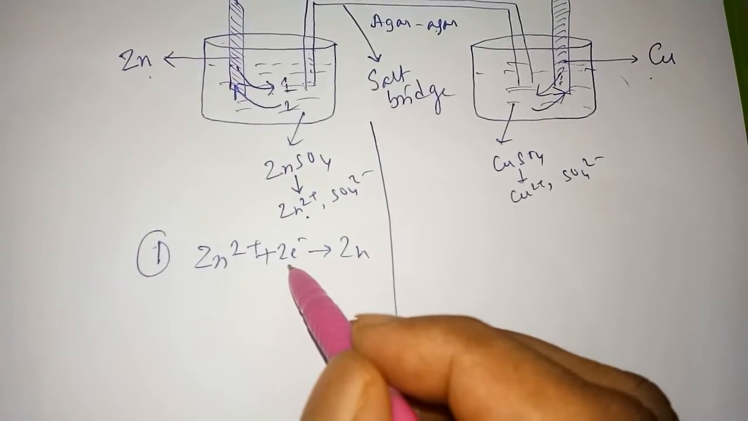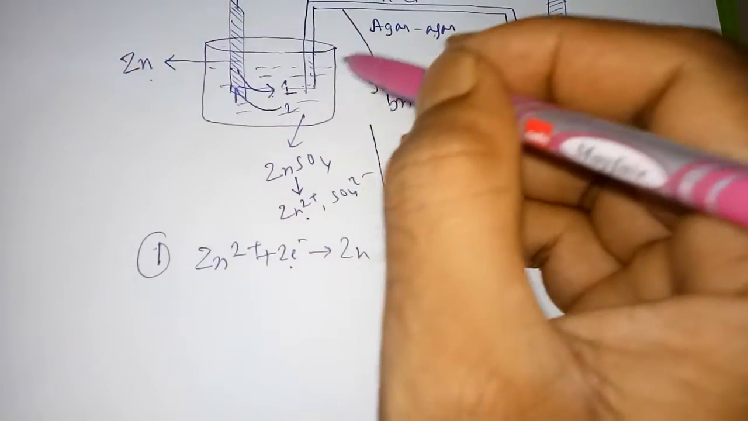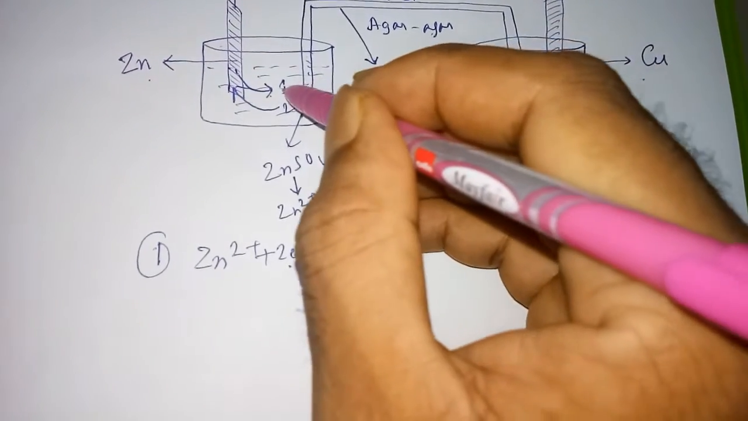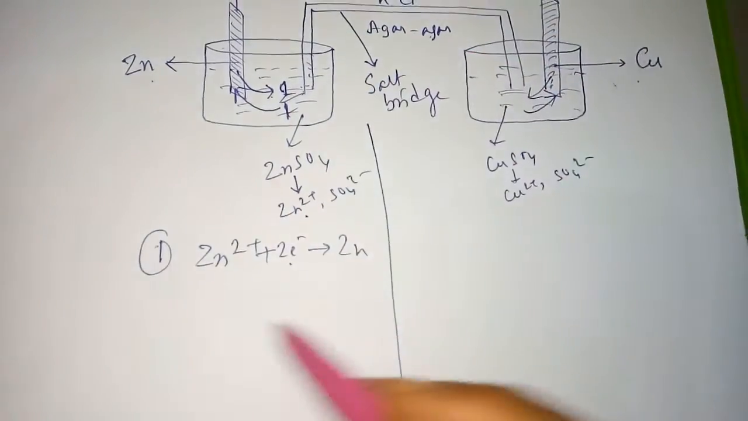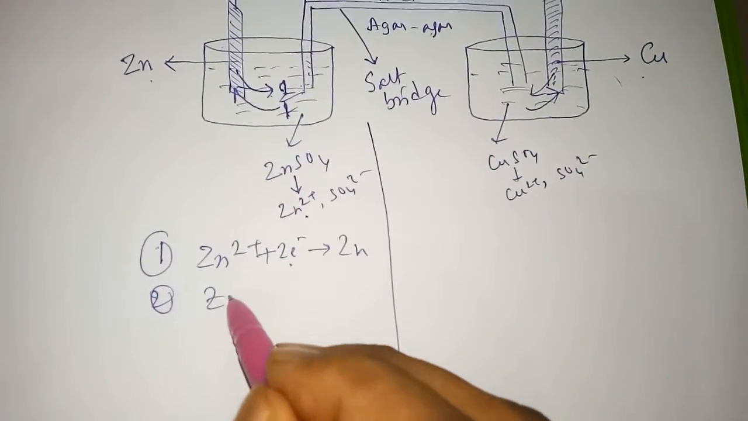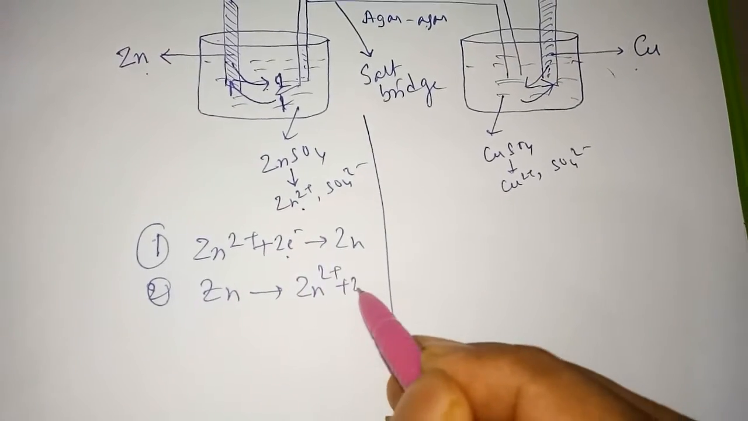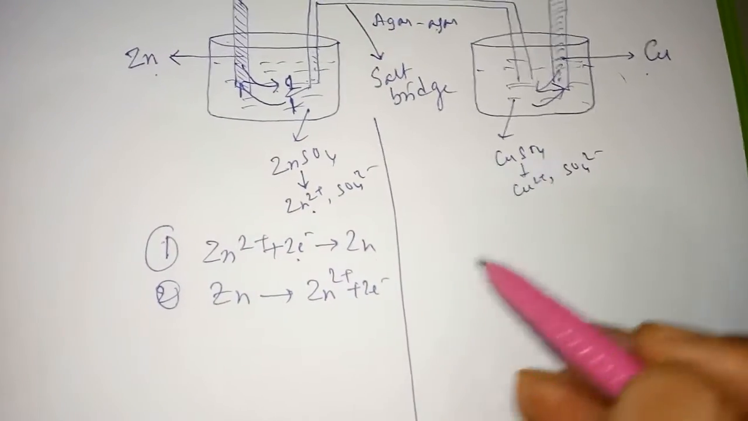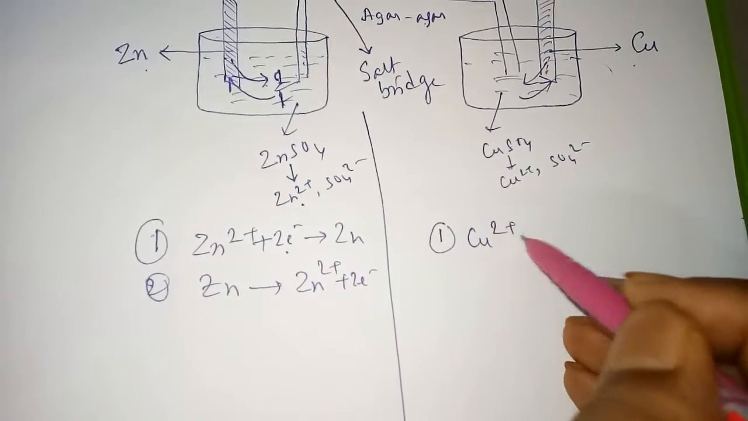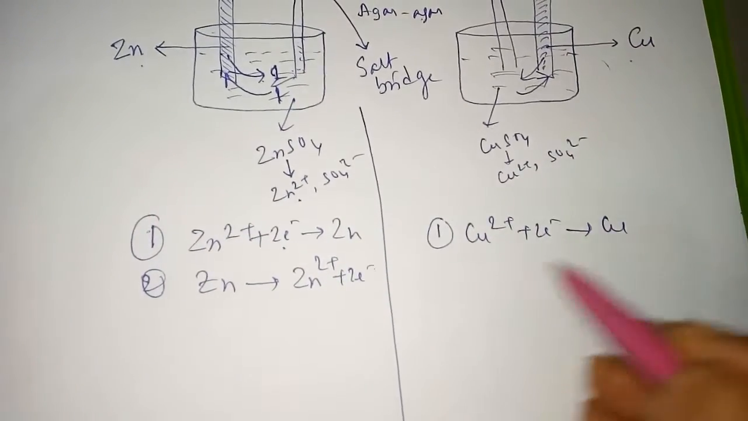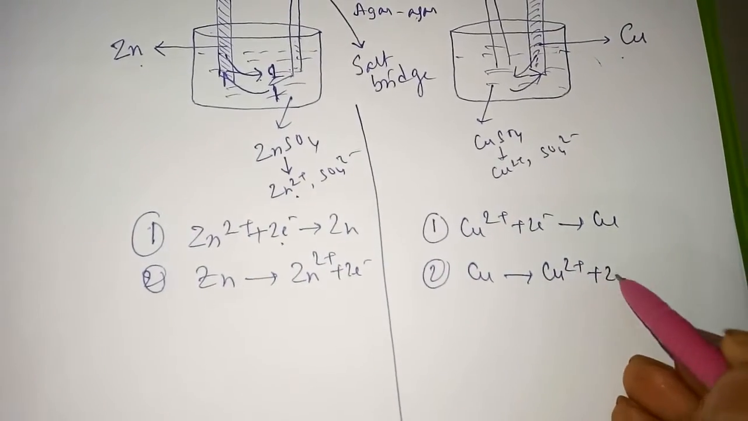So this is reduction. Second reaction, this is the first reaction, this one is the second reaction. The second reaction is your zinc from that zinc rod gives you zinc dipositive plus 2 electrons. Here also, one reaction: copper 2 positive takes 2 electrons to give you copper. Second reaction: from copper we are getting copper 2 positive plus 2 electrons.